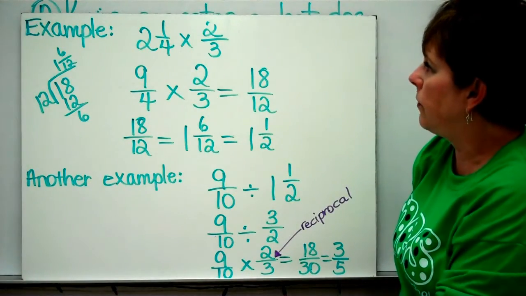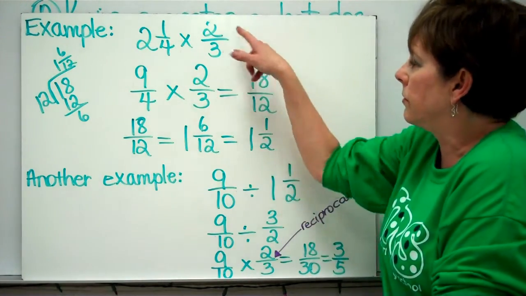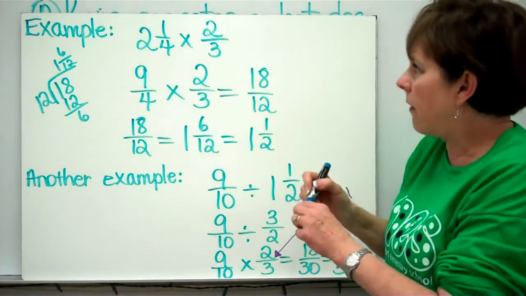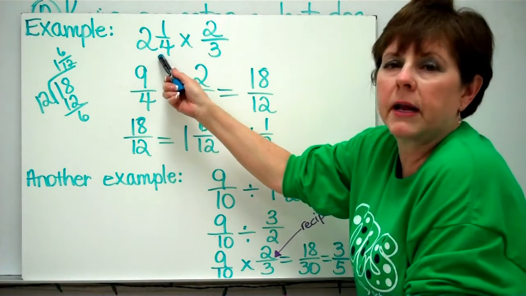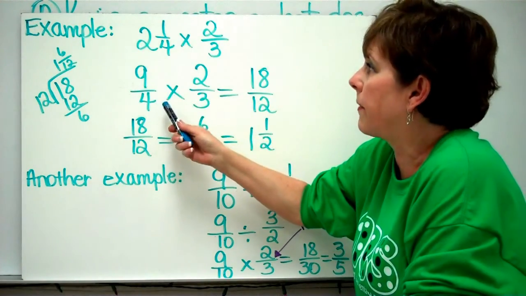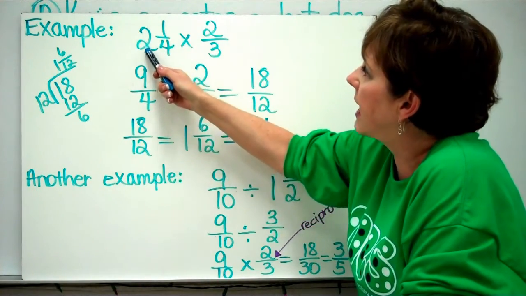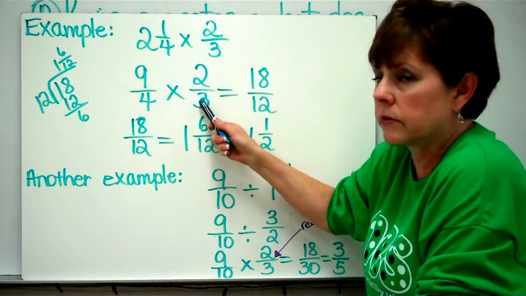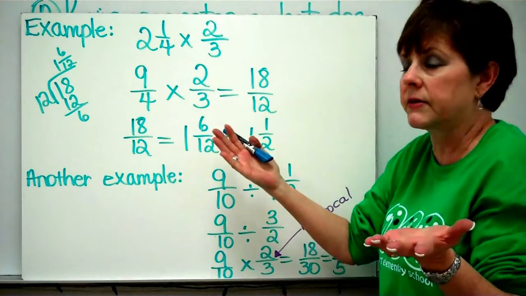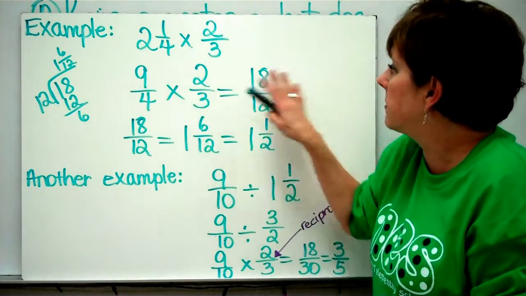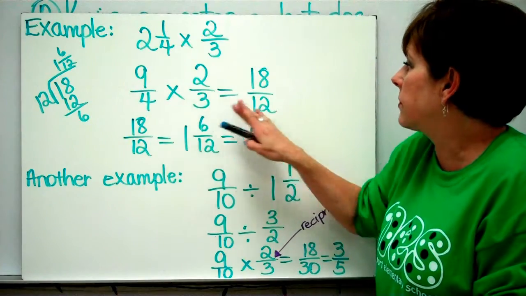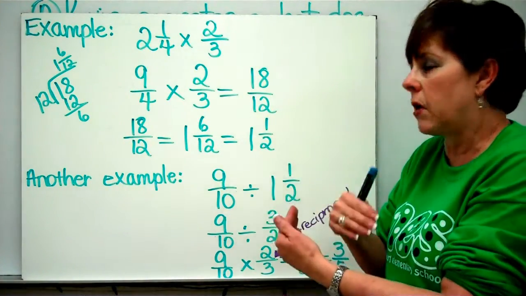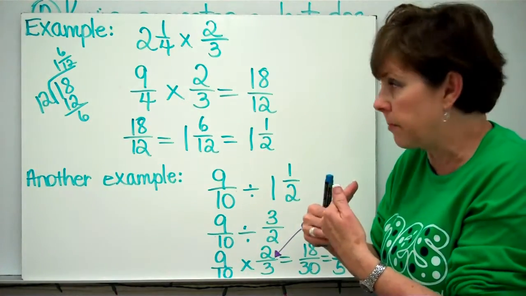For example, we have 2 1/4 times 2/3. All right, make your mixed number into an improper fraction. 4 times 2 is 8, plus 1 is 9/4, times 2/3. Now, multiply just as you typically would. 9 times 2 is 18. 4 times 3 is 12. We get 18/12.